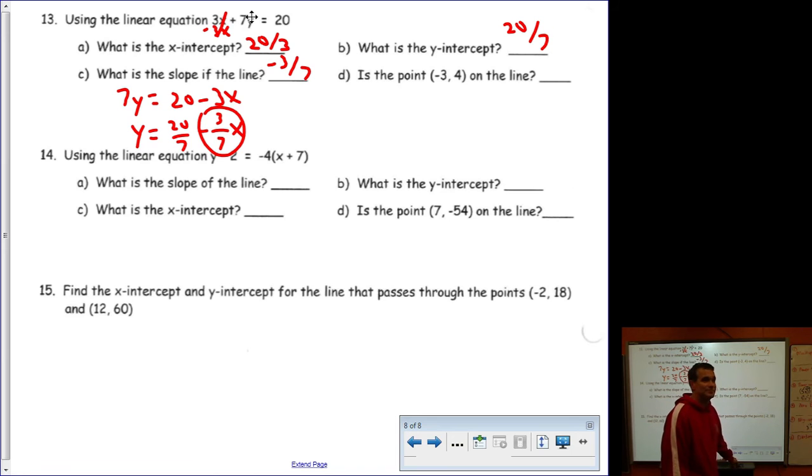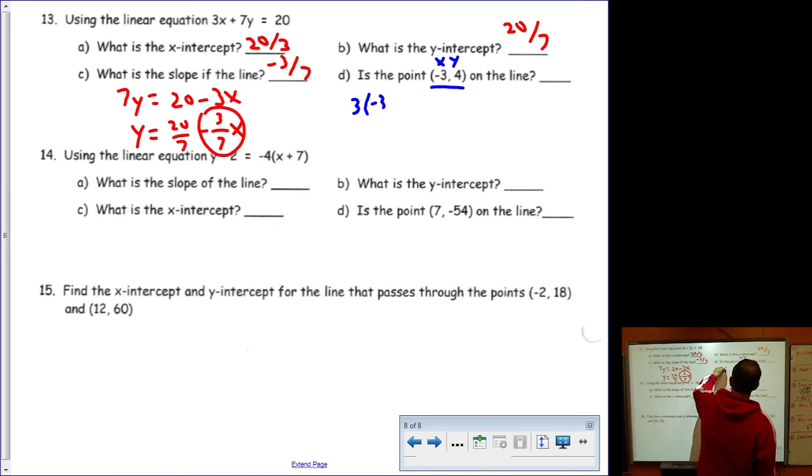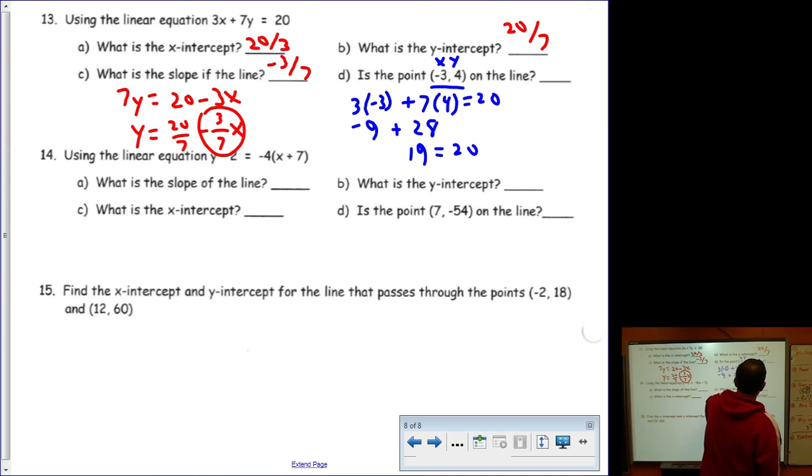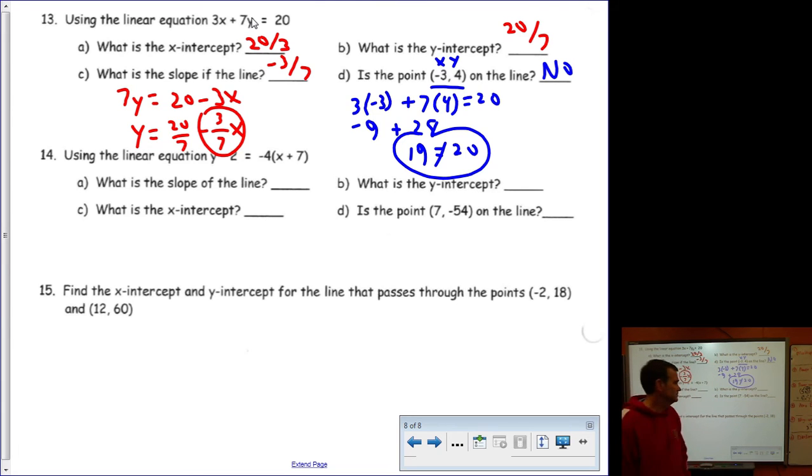And last up, we want to know if this point is on the line. Well, if that point is on the line, I should be able to substitute the -3 in for x and the 4 in for y, and it should make the equation work, right? Because the points on the line are solutions to the equation. So I would have 3 times -3 plus 7 times 4 equals 20. That's -9 plus 28, which is 19. So, no, 19 does not equal 20.